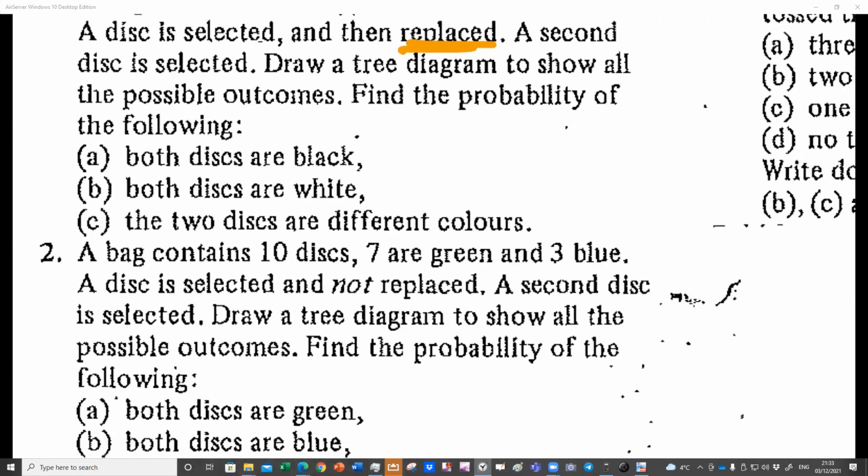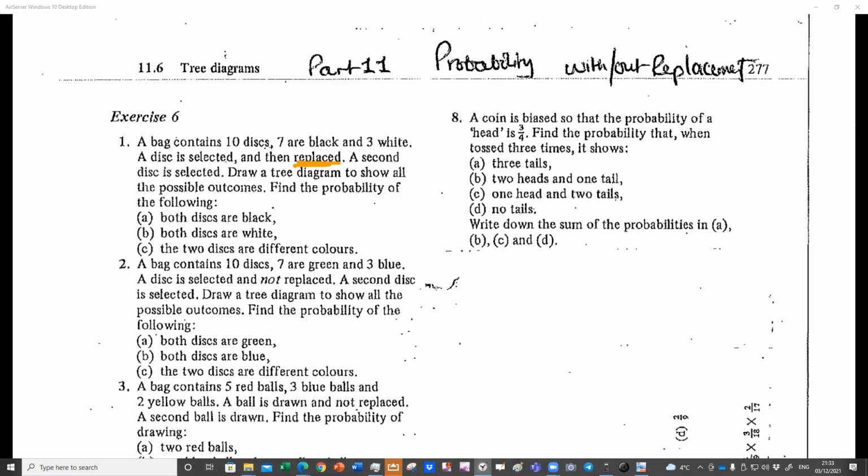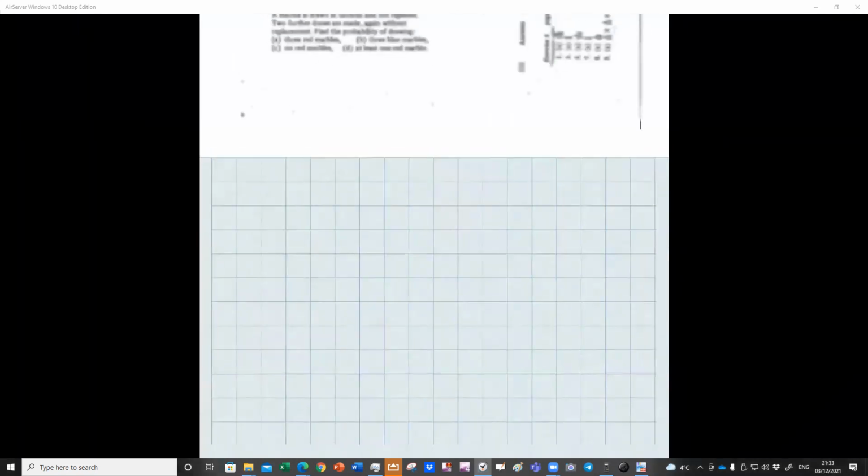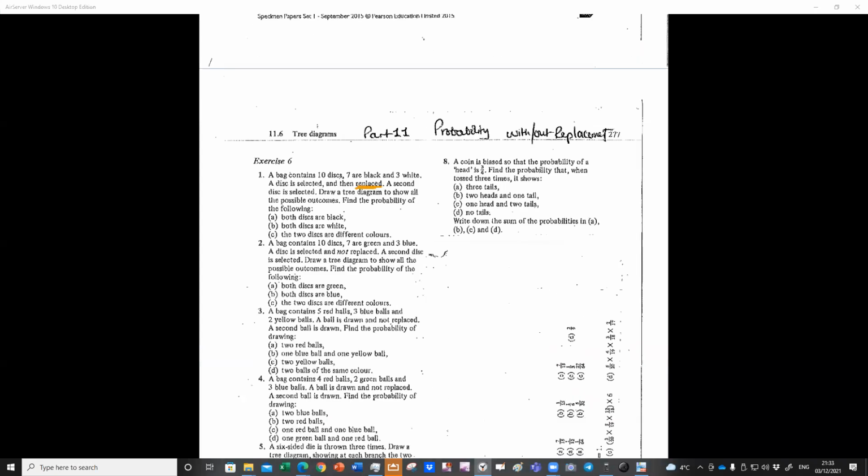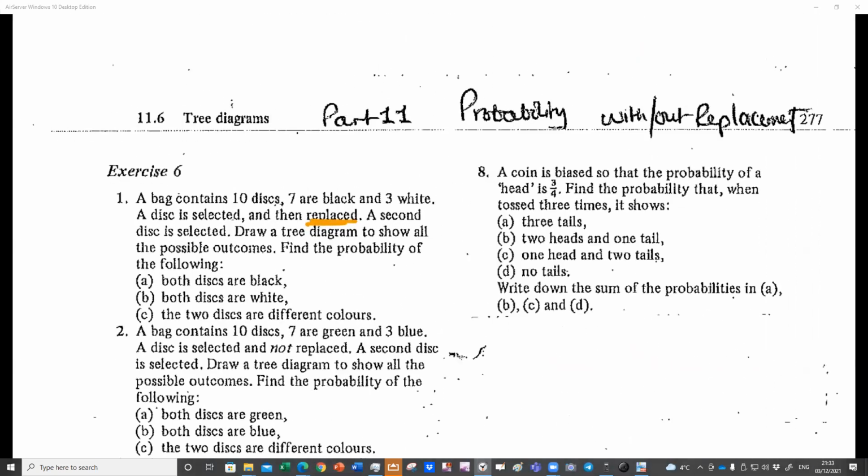Now, first things first, even though that particular question says they want you to draw a tree diagram, you're not normally going to be asked to draw tree diagrams. That style is not used anymore. Now, what was the key word in our question?